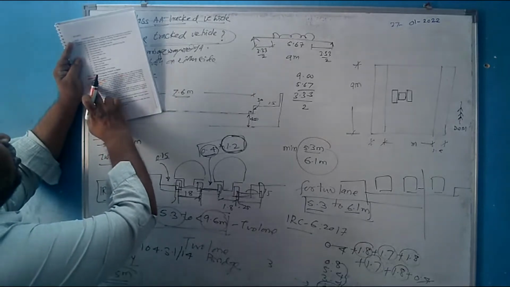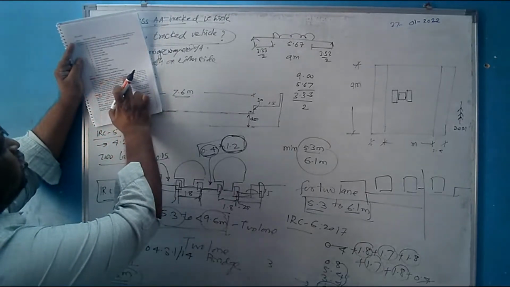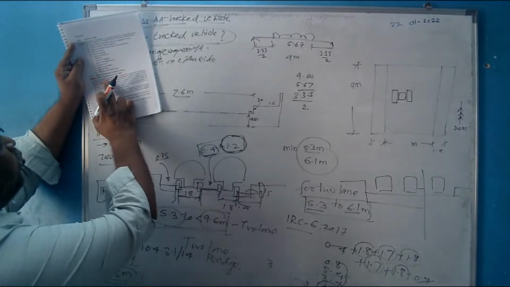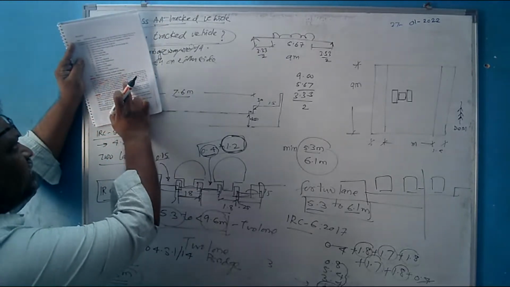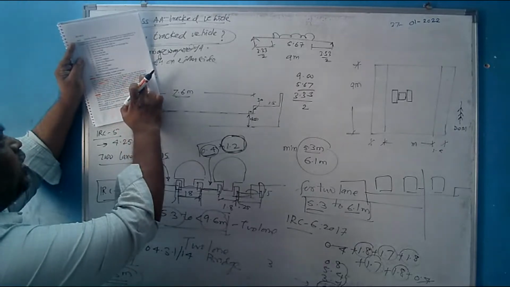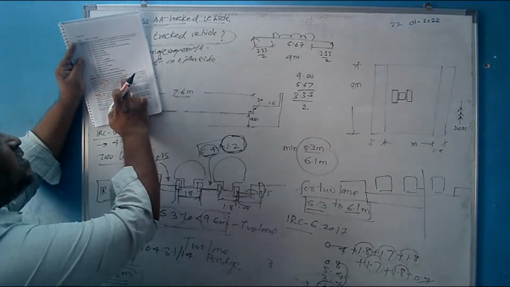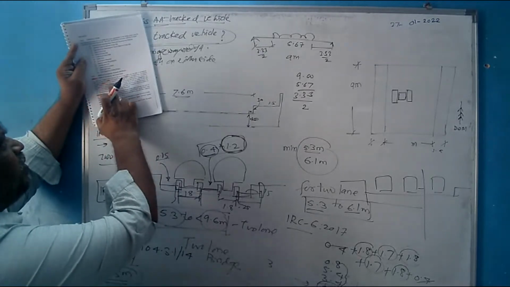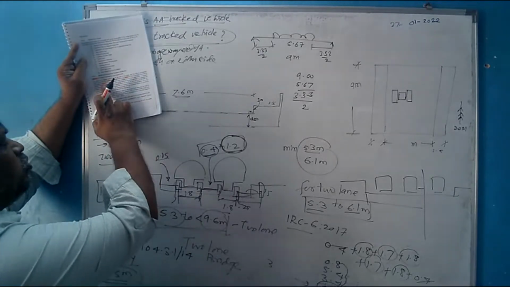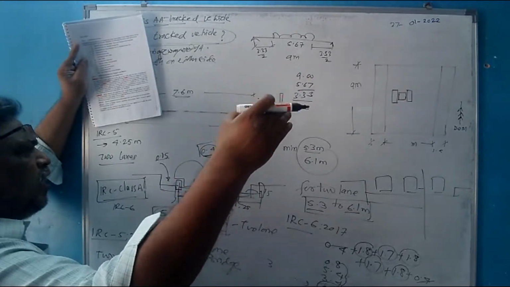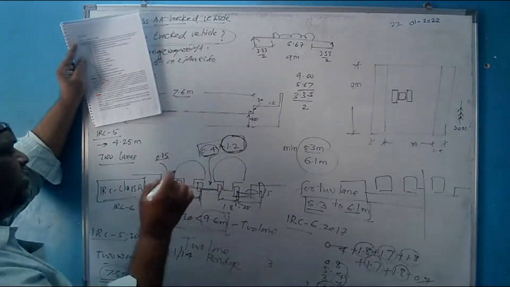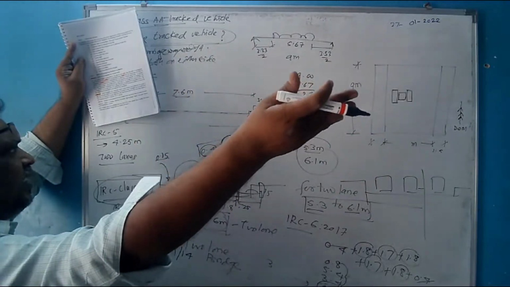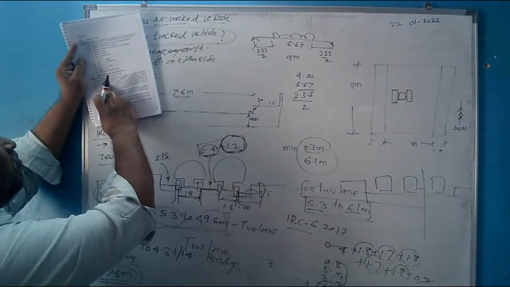What it says: for high-level bridges constructed for the use of road traffic only, the width of carriageway shall not be less than 4.25 for a single lane bridge, 7.5 meter for a 2 lane bridge. See what is written, 7.5 meter for a 2 lane bridge and shall increase by 3.5 meter for every additional lane. Why this 3.5 has to be added for every additional lane, that also we will discuss when we discuss IRC Class A. After this problem we will go for IRC Class A, at that time we will discuss this.